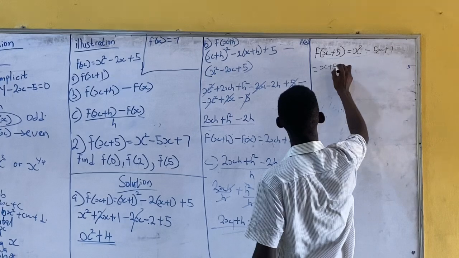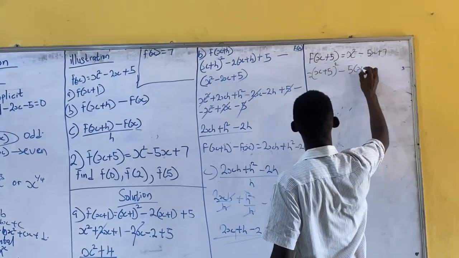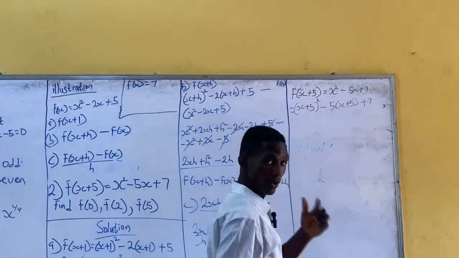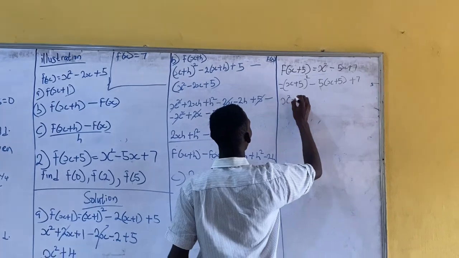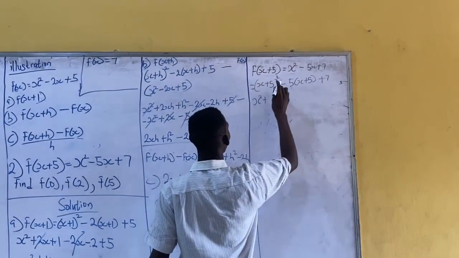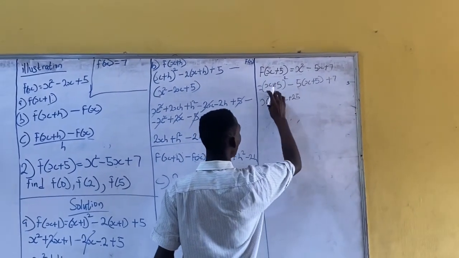This is equals to what? x plus 5 in bracket squared minus 5 in bracket x plus 5 plus 7. So after doing that, this becomes what? x squared plus what? 2 times x times 5. That's what? 10x plus 25. That is if you expand this.